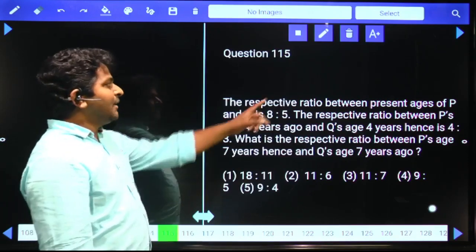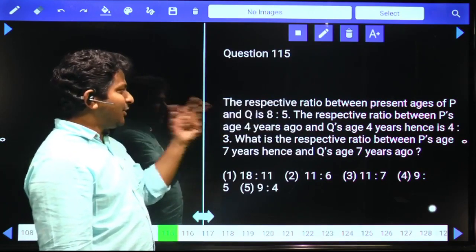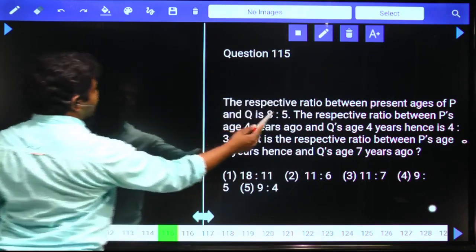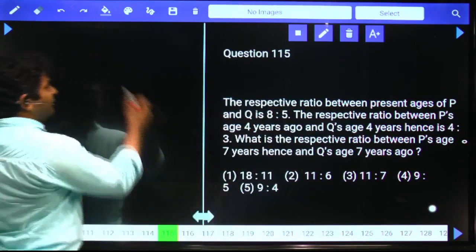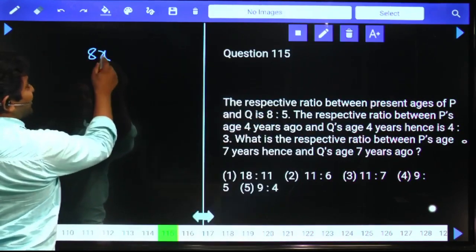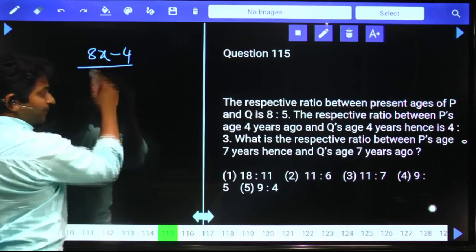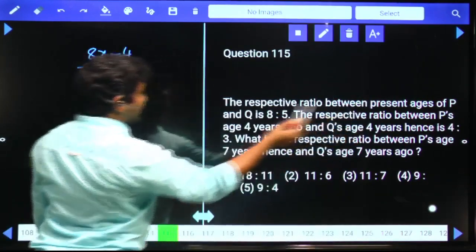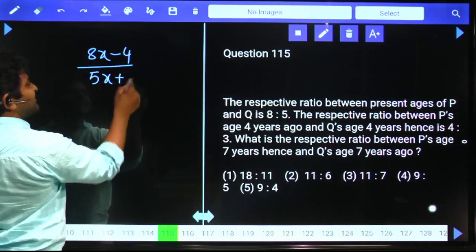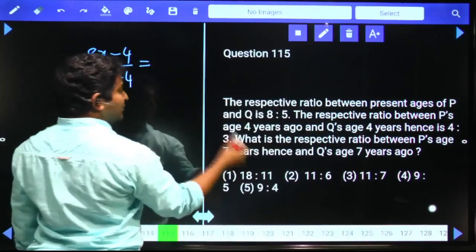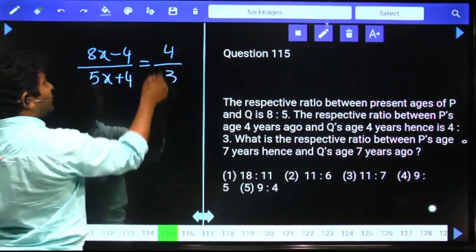Now, the ratio between present ages of P and Q is 8:5. 8 parts, 8x and then 5x. Ratio between P's age 4 years back, it was 8x minus 4. Q's age 4 years hence: Q's present age is 5x, 4 years hence in the sense plus 4, becomes 4:3. That is equal to 4/3.